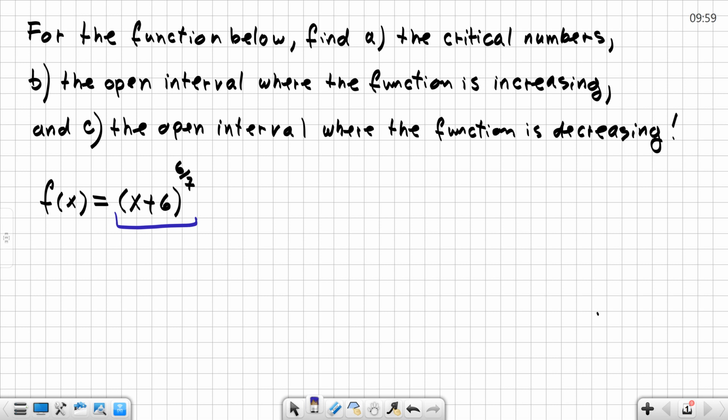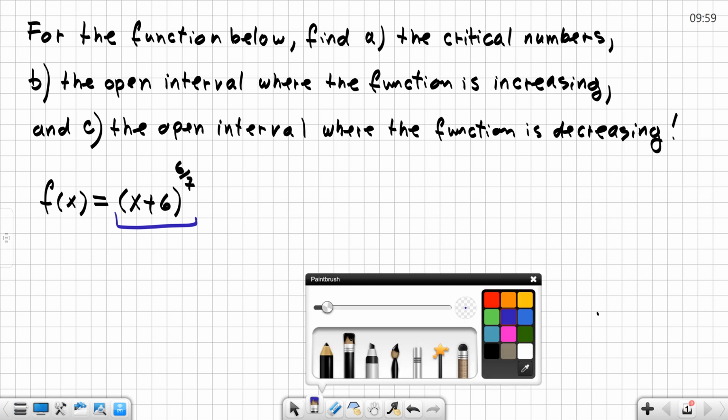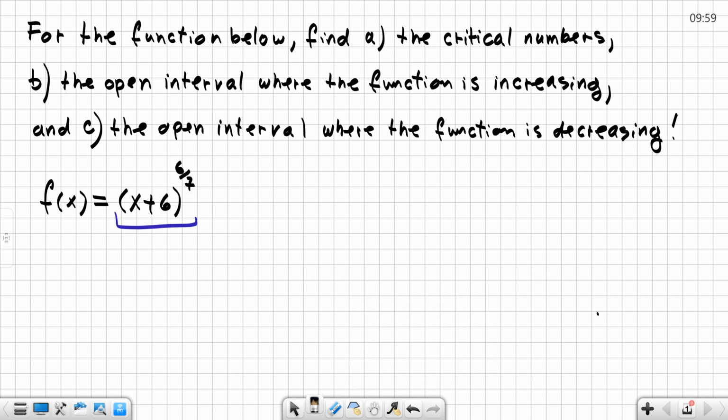Critical numbers are those ones that are still in the domain of the original function. There is nothing really bad happening with this function. There are no values for which this function is undefined, so every value that we are going to find will be considered a critical value. So let's go ahead and find the derivative.